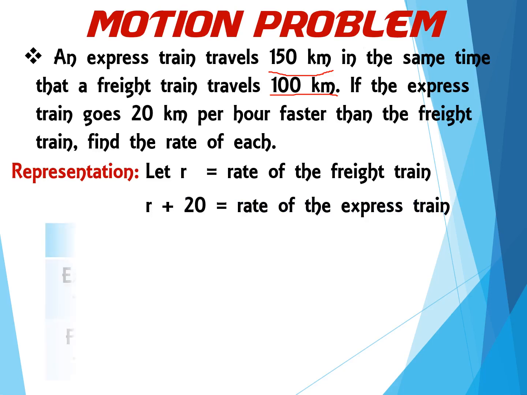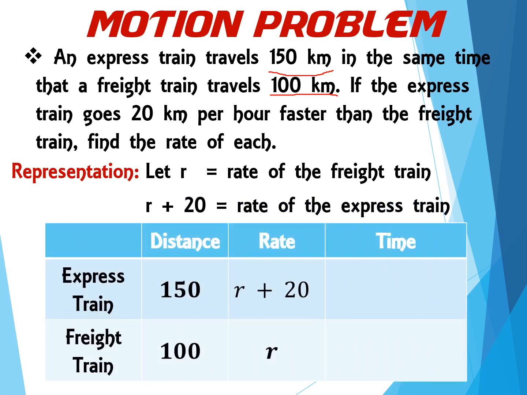So writing it in a table, the distance of the express train is 150, 100 for the freight train, and the rate of the express train is R plus 20, and R for the freight train. Now we know that distance is equal to rate times time, and if we are looking for time, we simply divide distance by rate. So we will have 150 over R plus 20 for the express train, and 100 divided by R for the freight train.